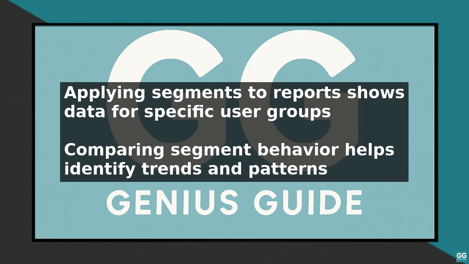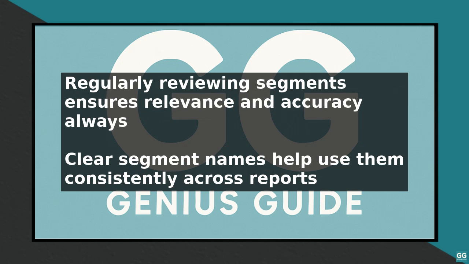Best practices for using Google Analytics segments include creating clear and descriptive names for your segments and using them consistently across all reports. It is also a good idea to regularly review and update your segments to ensure they are still relevant and accurate. By using Google Analytics segments effectively, you can gain a deeper understanding of your users and make data-driven decisions to improve your website and marketing strategy.